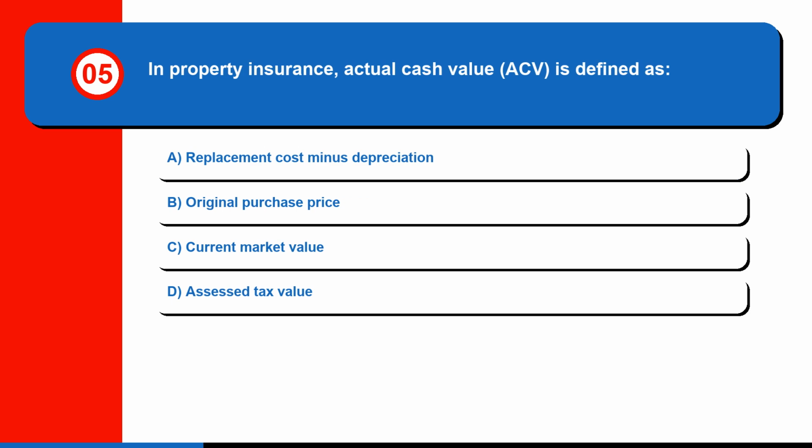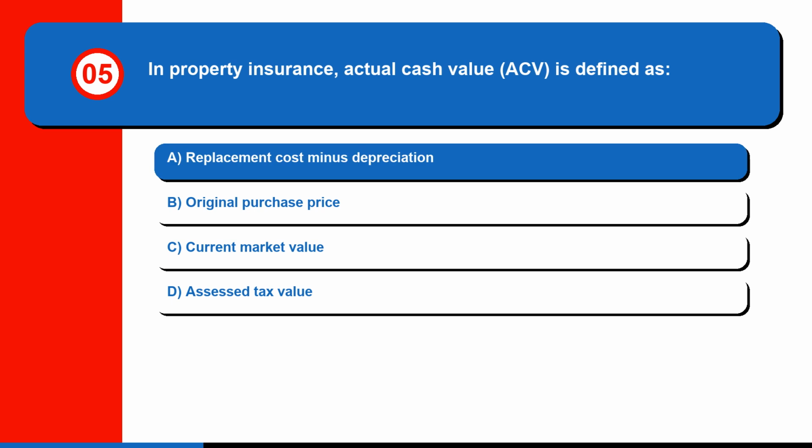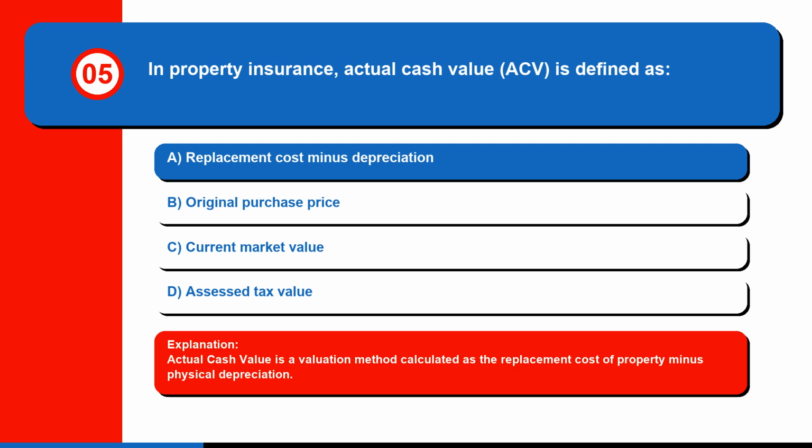Question 5. In property insurance, actual cash value, ACV, is defined as A. Replacement cost minus depreciation. B. Original purchase price. C. Current market value. Or D. Assessed tax value. The correct answer is A. Replacement cost minus depreciation. Actual cash value is a valuation method calculated as the replacement cost of property minus physical depreciation.